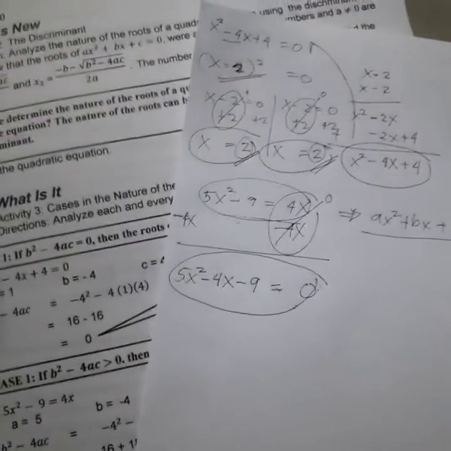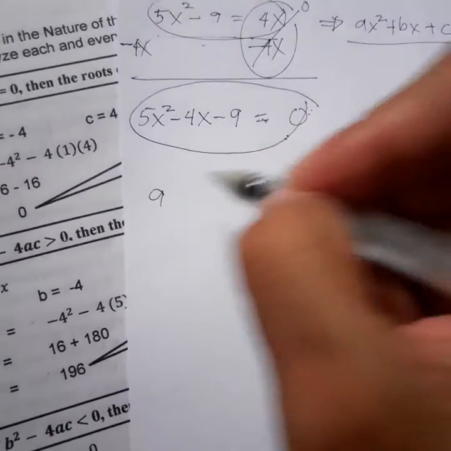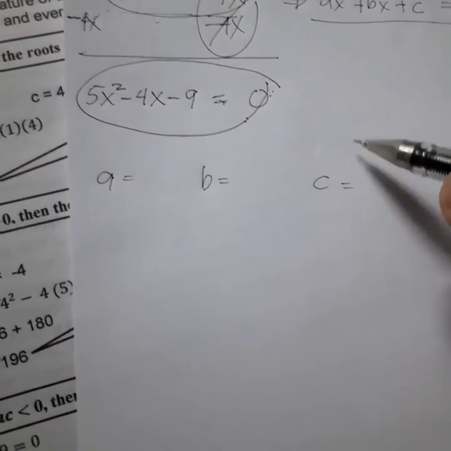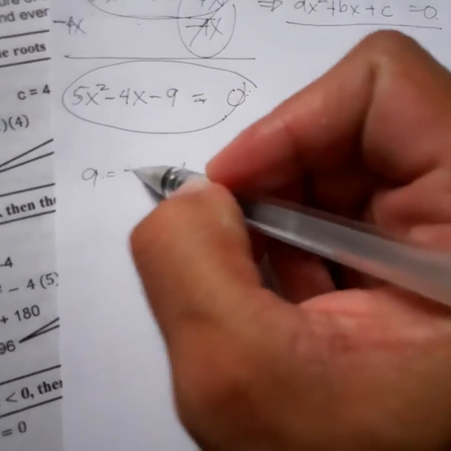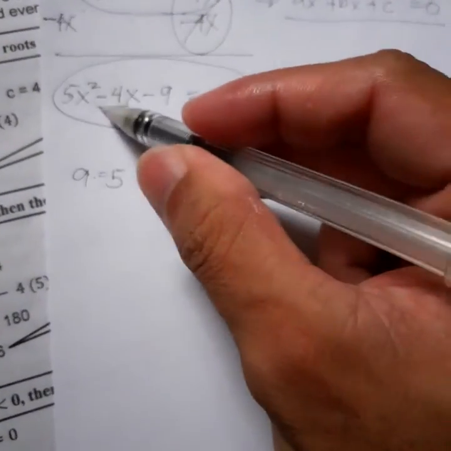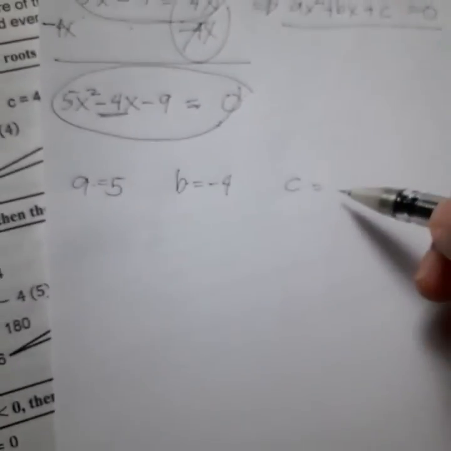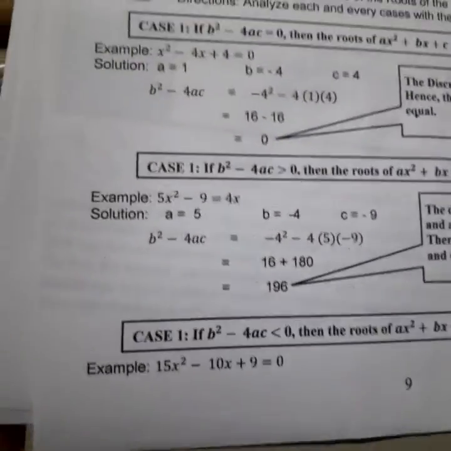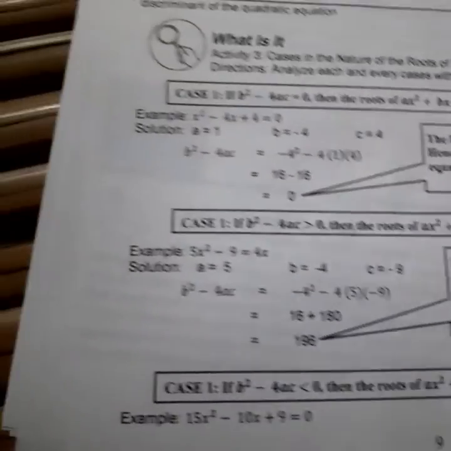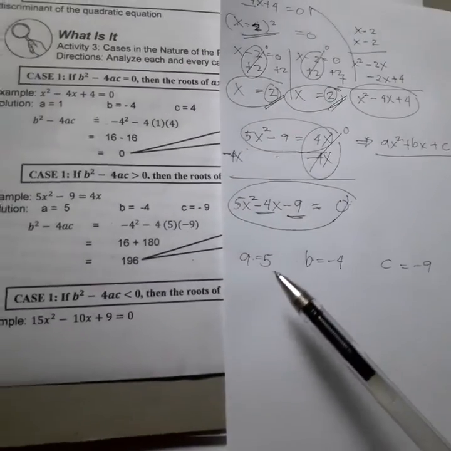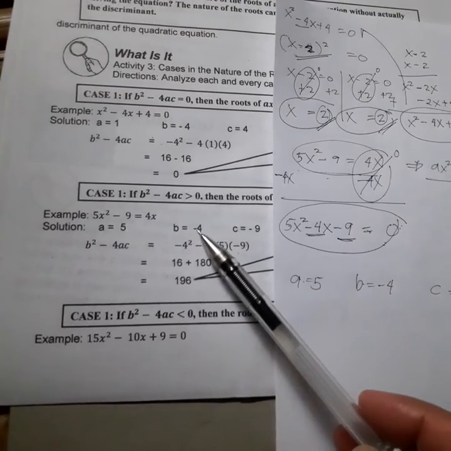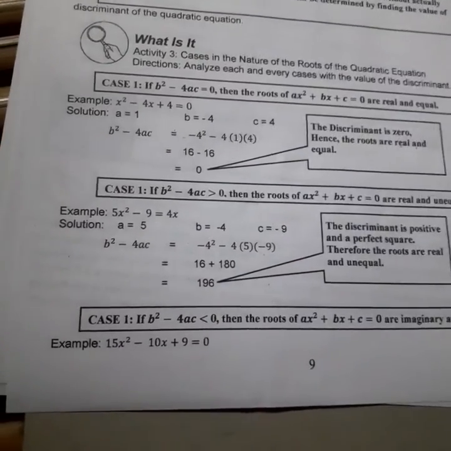Standard form, ani ang forma. Okay, then let's find the value of A, B, and C. Pila si A, pila si B, pila si C. A is 5. B is negative 4. And our C is negative 9. Check kung naa sa inyong module. 5, negative 4, negative 9.